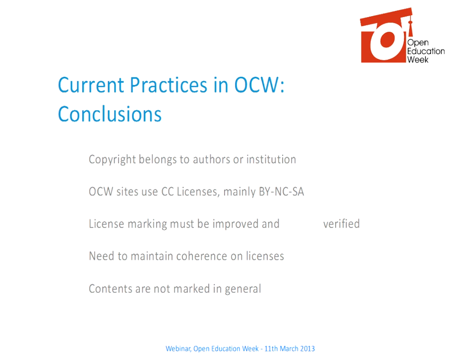OpenCourseWare sites usually use Creative Commons licenses, mainly attribution, non-commercial, share alike. However, there are some institutions that are not allowing these derivative works by default. There is a lack of license marking, and I think that this is something that must be improved and verified. There is also a need to maintain coherence on license. It's not a good thing to have different legal notices, different licenses, different links to the same material.